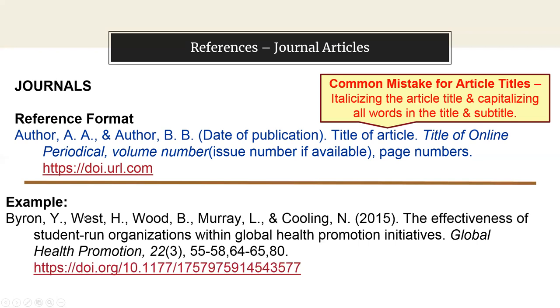Okay, so in this case, there's 1, 2, 3, 4, 5 authors. So we're going to list them all because we have less than 20. The year of publication is 2015, and that's in parentheses. The title of the article, the effectiveness of student-run organizations within global health promotion initiatives. Notice that the only thing that's capitalized is the T. And then the name of the journal, Global Health Promotion, is italicized, and all the important words are capitalized because it's the title of the journal, okay? Then the volume number is 22 and it's italicized. The issue number is 3, in parentheses, and then you've got your page numbers. Now notice that there are periods after each one of these fields, after the author field, after the year of publication, after the title of the article, after the journal information.